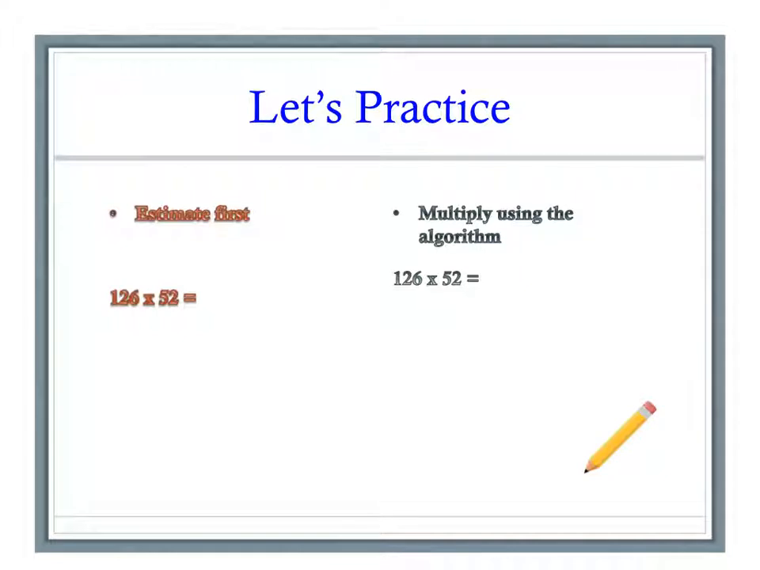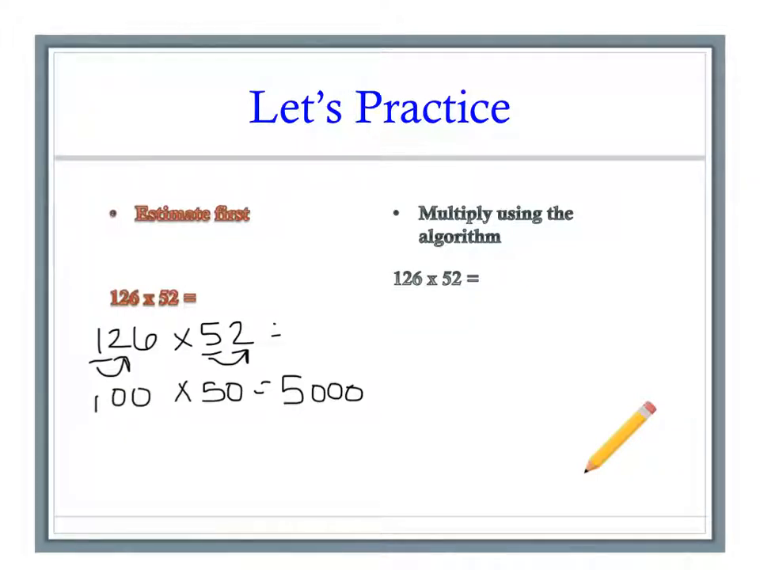Now it's time for you to practice. In your journal, try to estimate 126 times 52. Pause the video while you do your work. You should have rounded 126 to 100 and 52 to 50. 100 times 50 equals 5,000. That's your estimate.